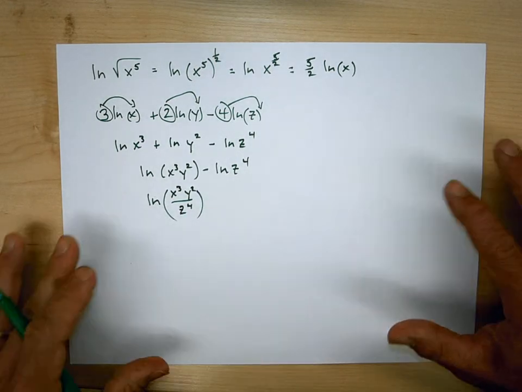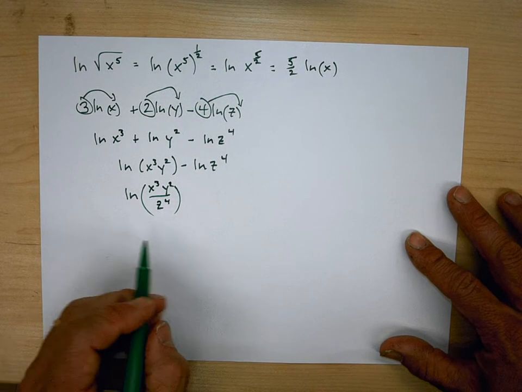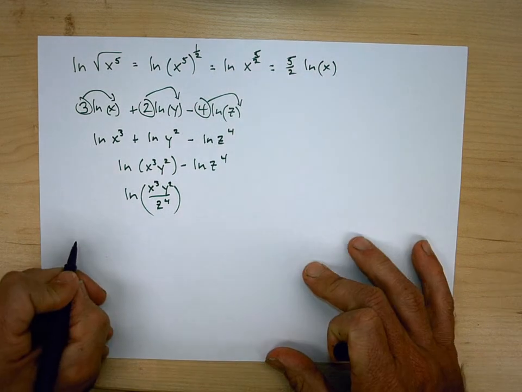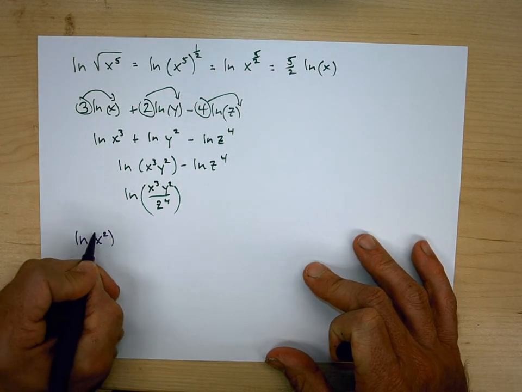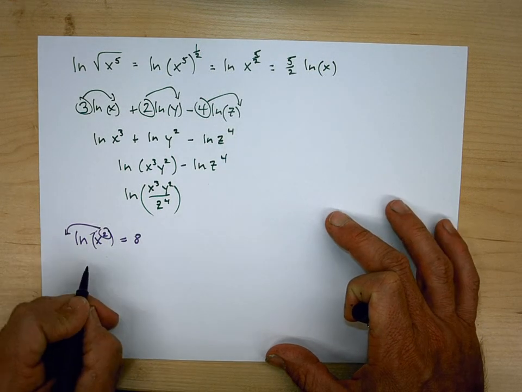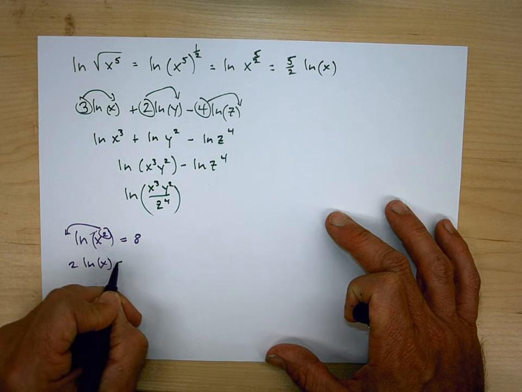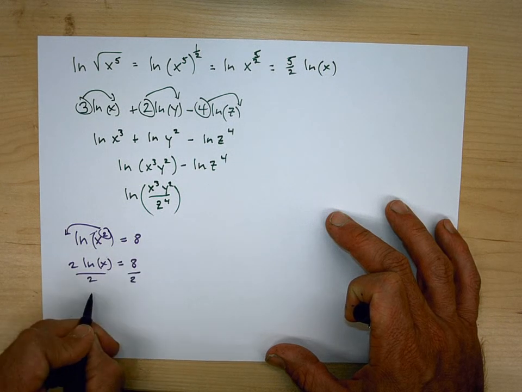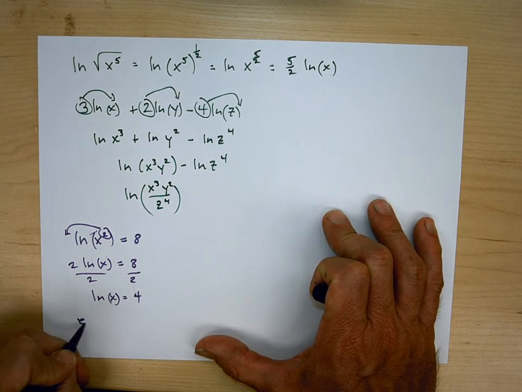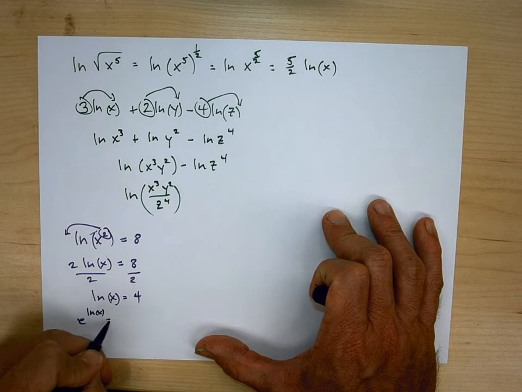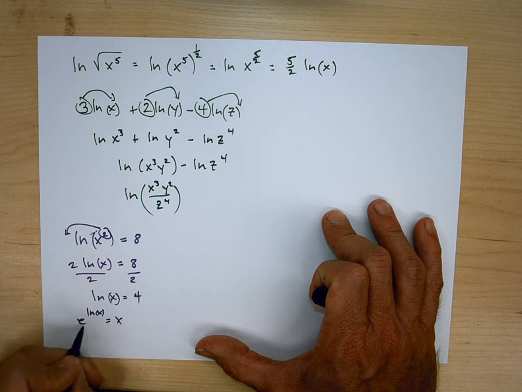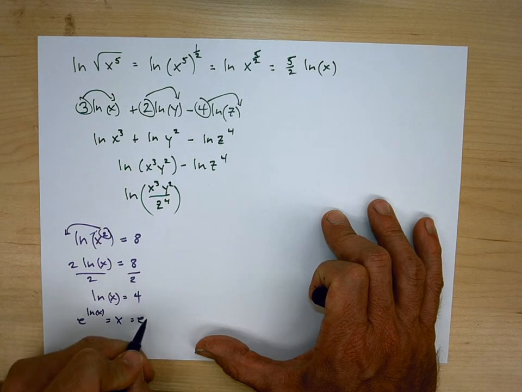Now I just want to do a couple examples of how we might solve equations using natural logs. So let's look at something like natural log of x squared equals 8. Now this can come out front, so I've got 2 natural log of x equals 8. Divide both sides by 2, I get natural log of x equals 4. And I want to use now the property that e to the natural log of x equals x. So if I make this the exponent of e, then I need to do the same thing on the other side. So I get e to the 4th.